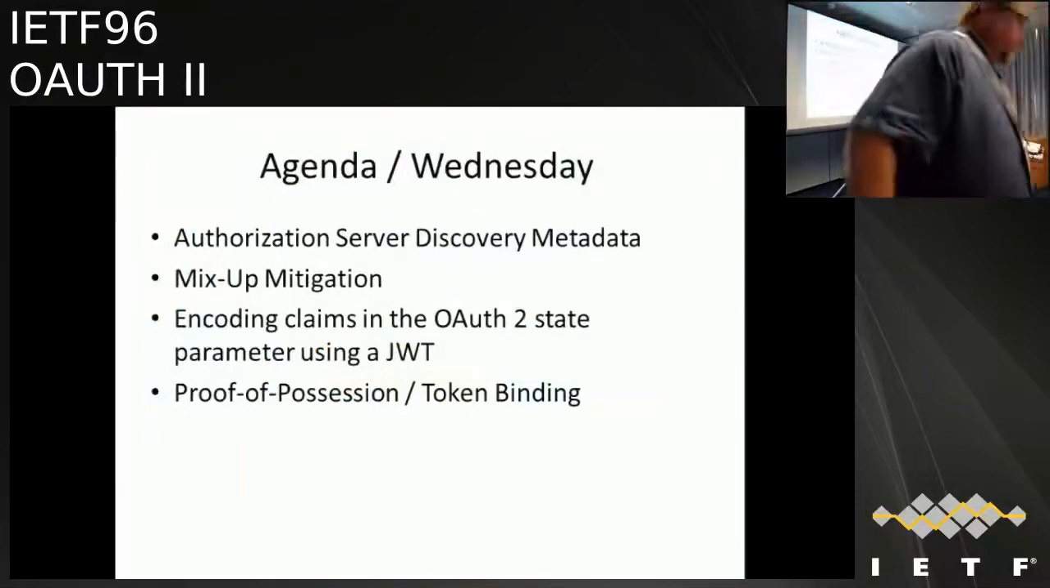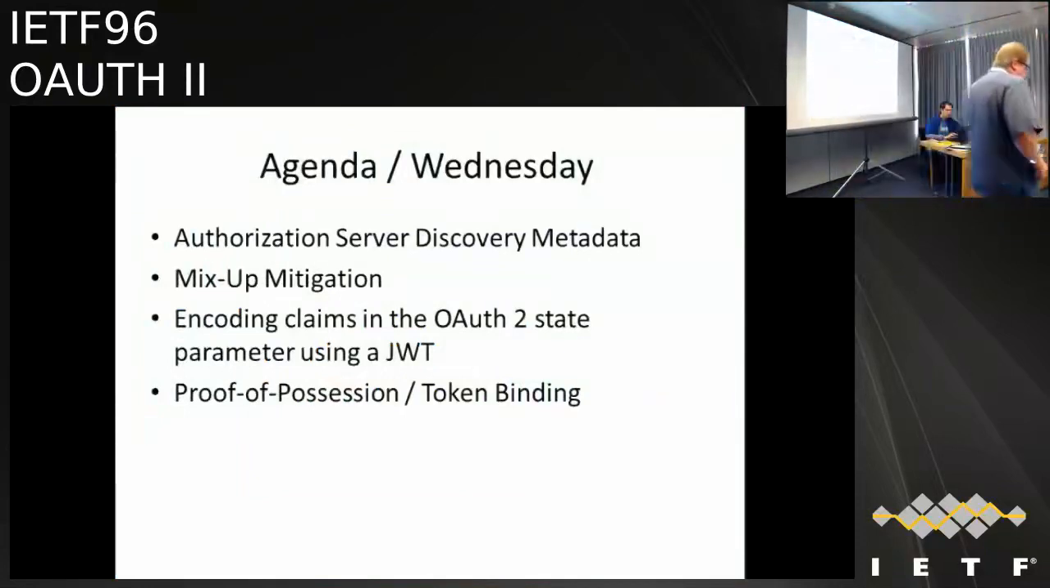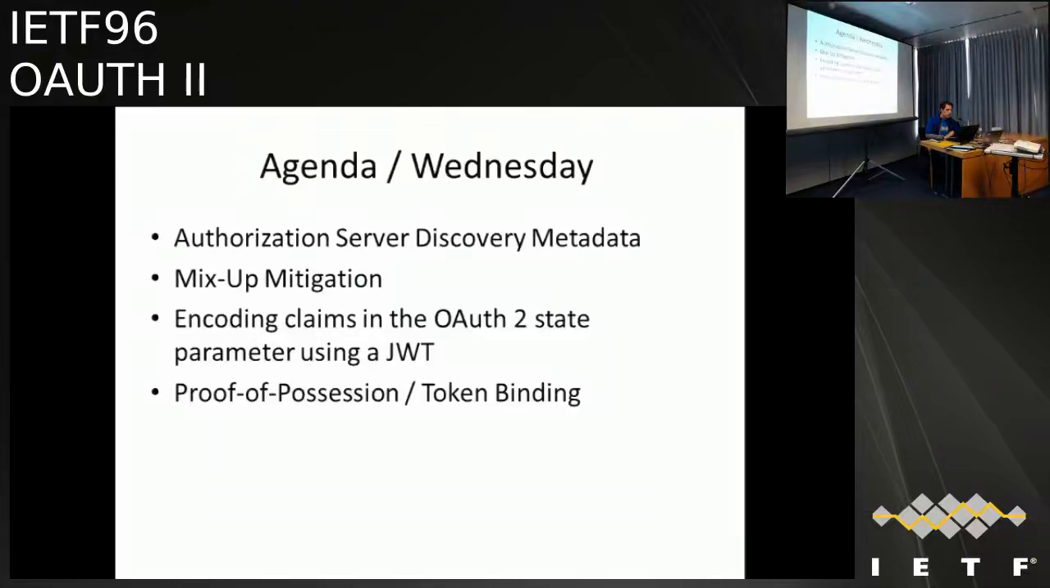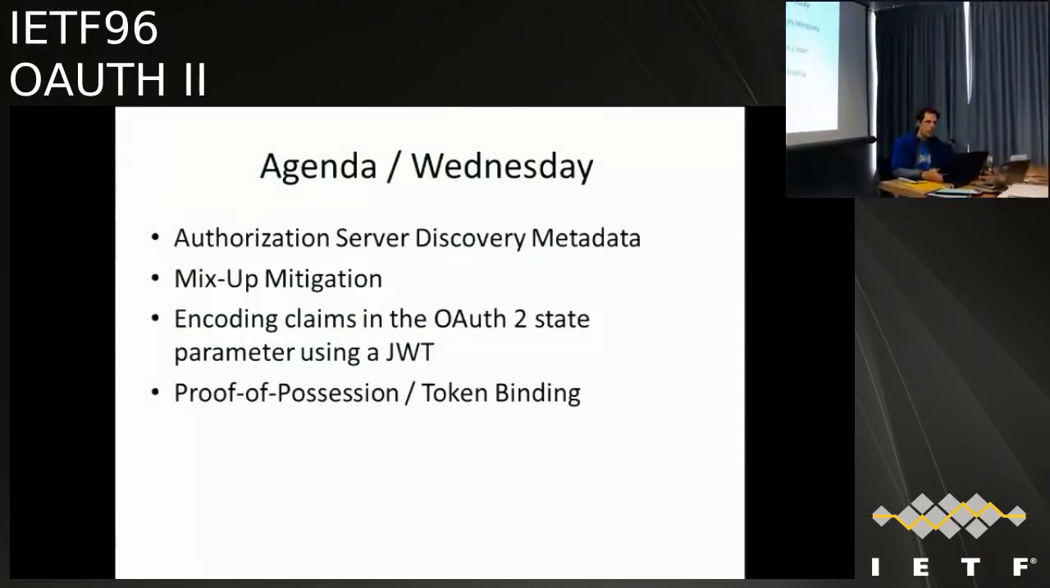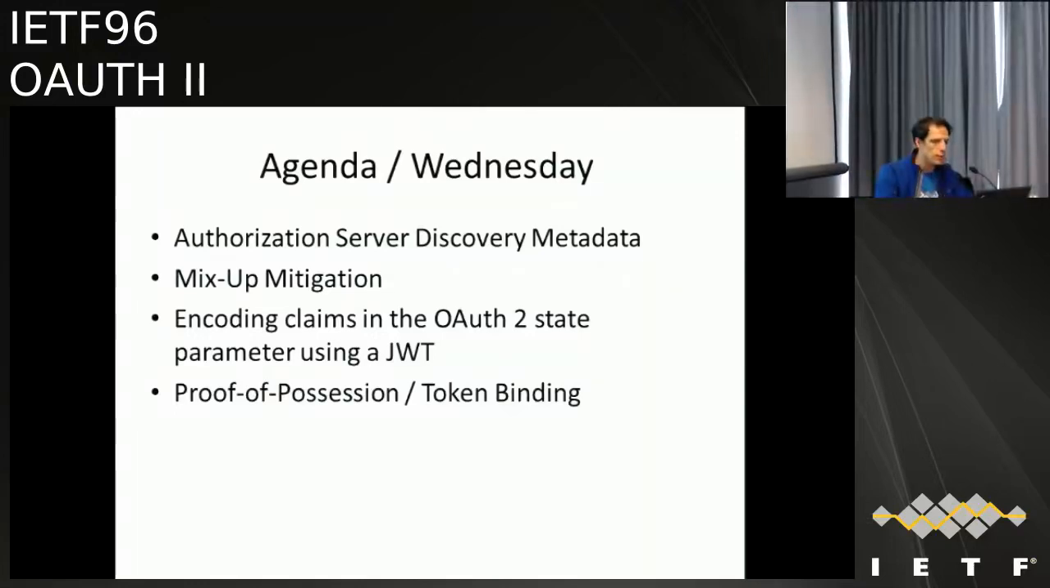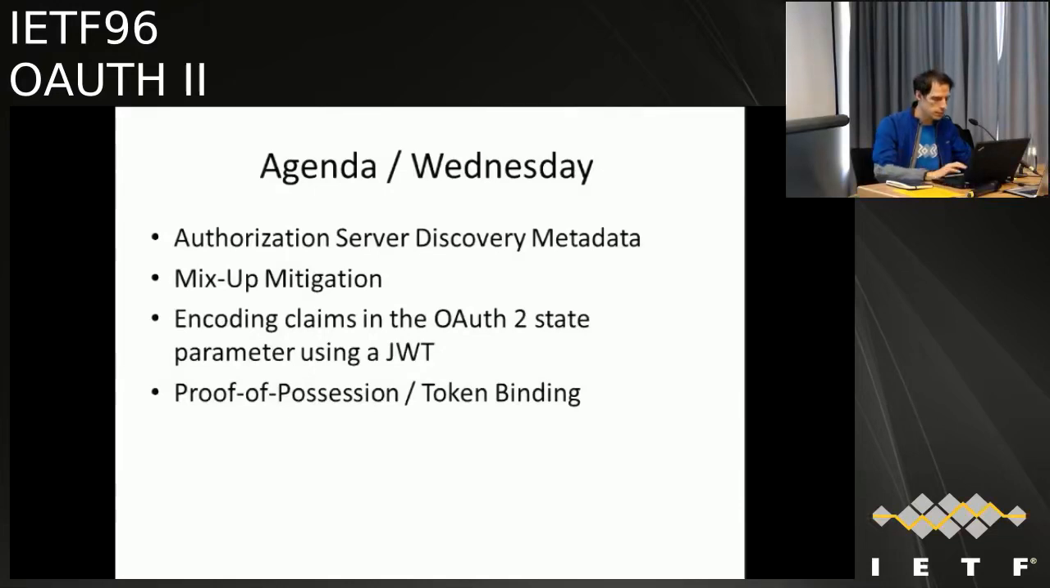So here's the agenda for today. Mike is going to speak about the discovery metadata, and that goes first. We'll talk about the mix-up mitigation, and Andre prepared some material, and John is talking about that as well. We also have encoding claims in an OAuth state parameter using a JWT. We don't have slides on that, but we can put the document on the screen. And then we have the token binding proof of possession discussion as well. So let's start with the first one with the metadata. I think that's probably the simplest one.